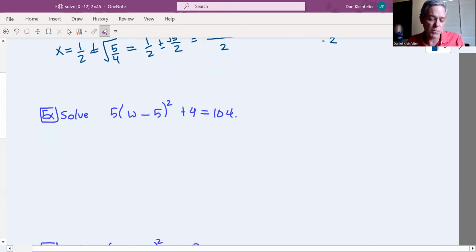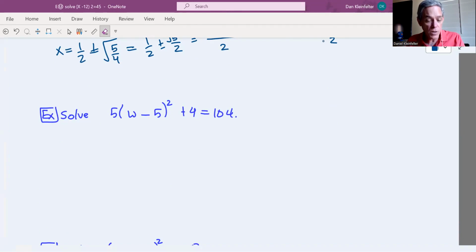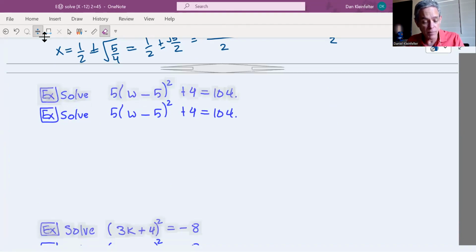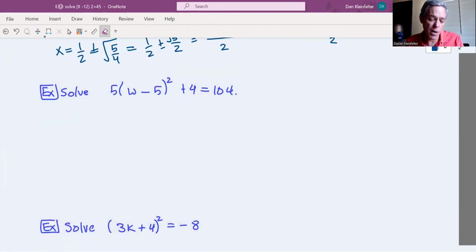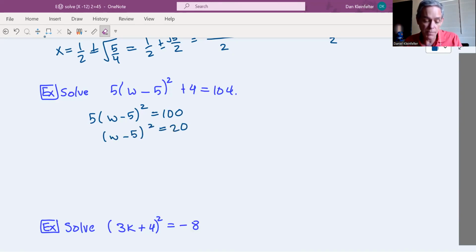All right, so next we'll have 5 times (w minus 5) squared plus 4 is 104. So again, what I would do to begin with would be to isolate the squared part. So to do that, we'll first take away 4 from both sides. That will give us 5 times (w minus 5) squared equals 100. Dividing both sides by 5 will give us (w minus 5) squared is 20.